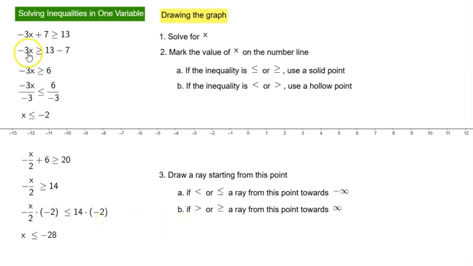So that was solving inequalities in one variable. That's it for now.